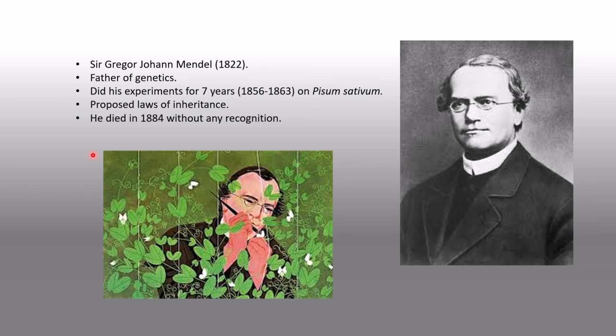He discovered that individual traits are inherited as discrete factors, which were later called genes. And these factors retain their physical identity in a hybrid or in a progeny. The term gene was coined by William Johnson in the year 1909. He did his experiments for 7 long years, from 1856 to 1863, and he proposed his laws of inheritance. And he died in 1884 without any recognition.